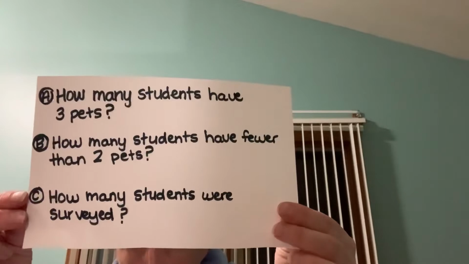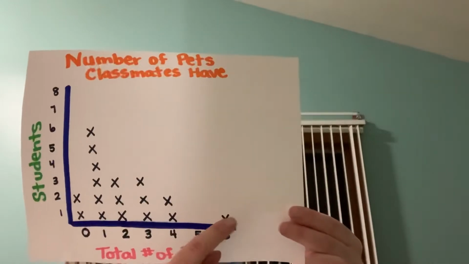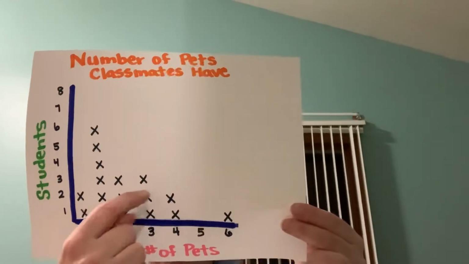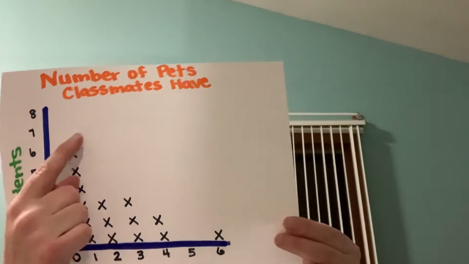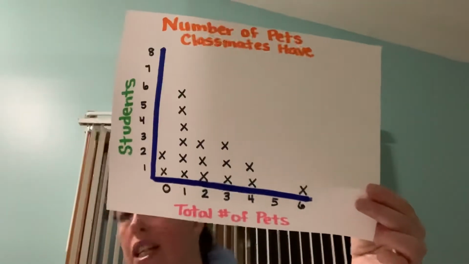And finally, how many students were surveyed in all? That's going to be the total number of X's I have. 1, 2, 3, 4, 5, 6, 7, 8, 9, 10, 11, 12, 13, 14, 15, 16, 17 students were surveyed. All right, good. So that's the basics of a line plot when dealing with whole numbers.